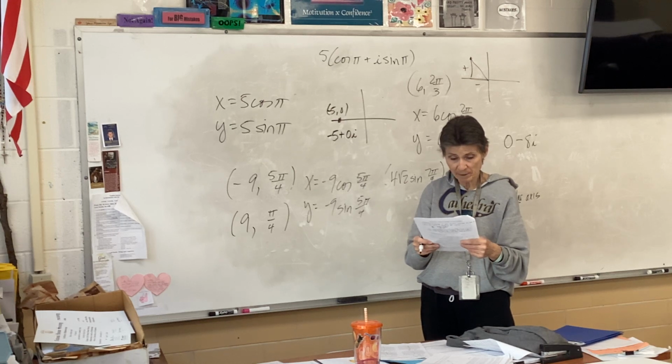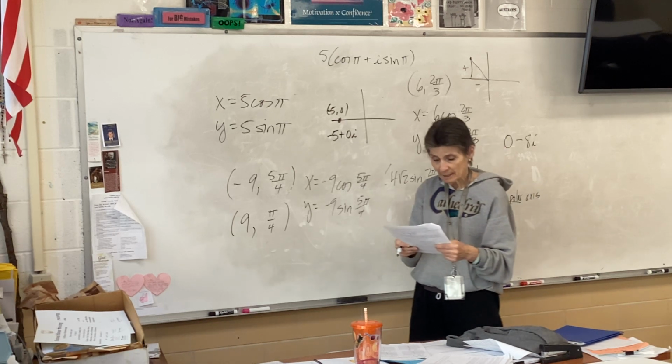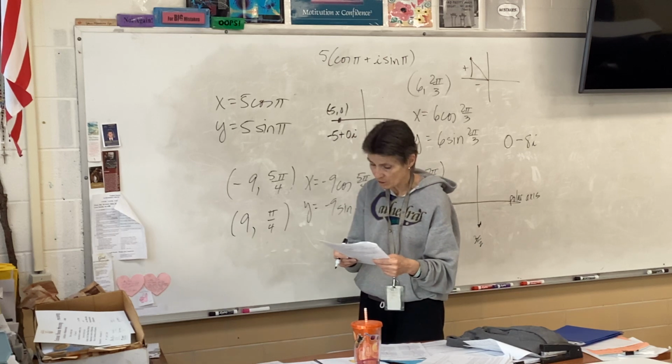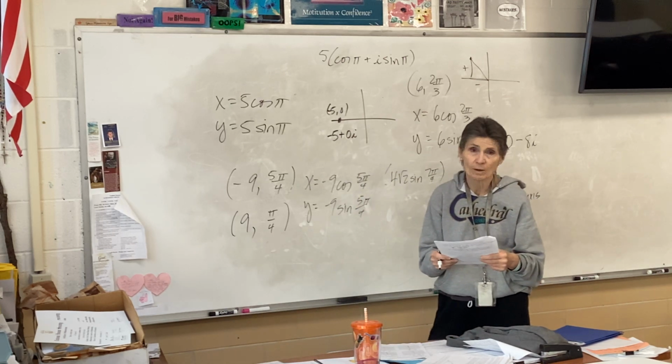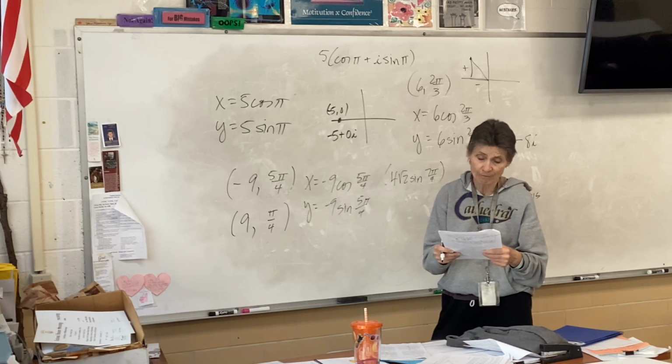Somewhere in the picture, there's P. The complex number P can be written in rectangular form as 3 plus 2i. No, false. It's 3 minus 2i. Look at it. See it down there in quadrant 4?